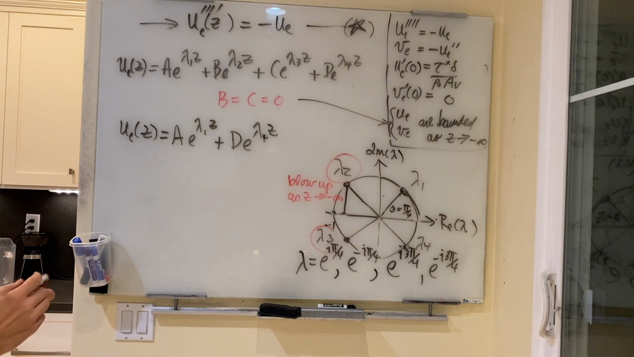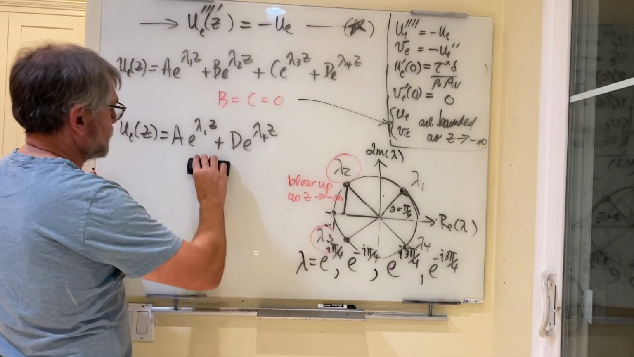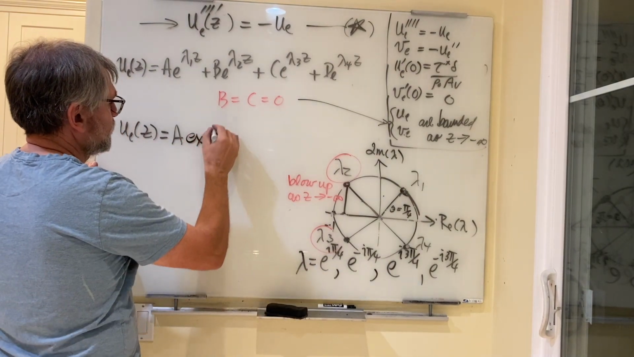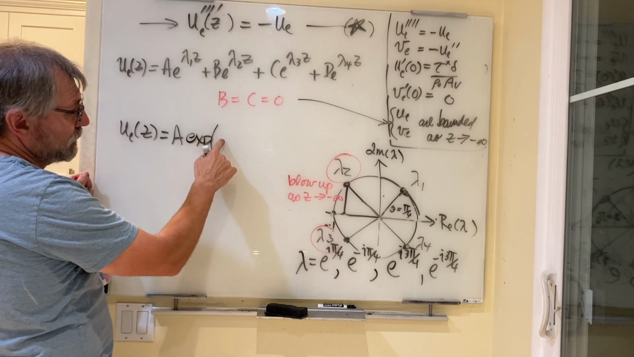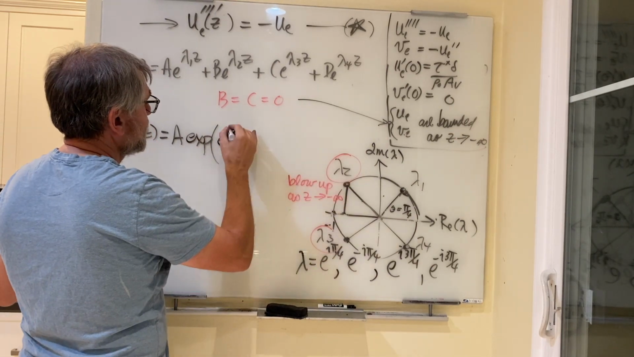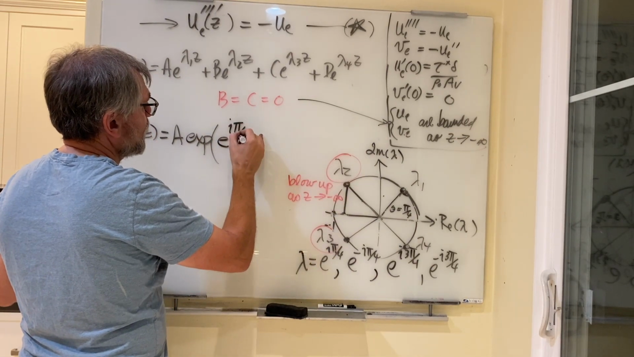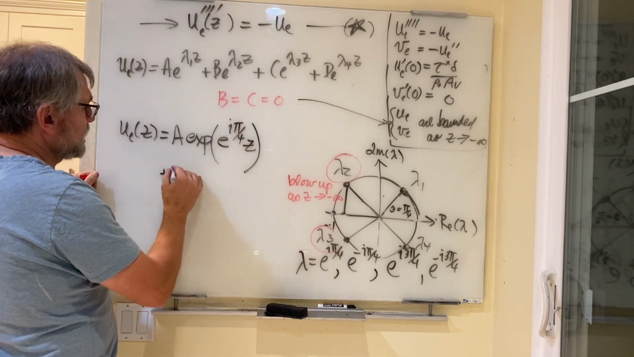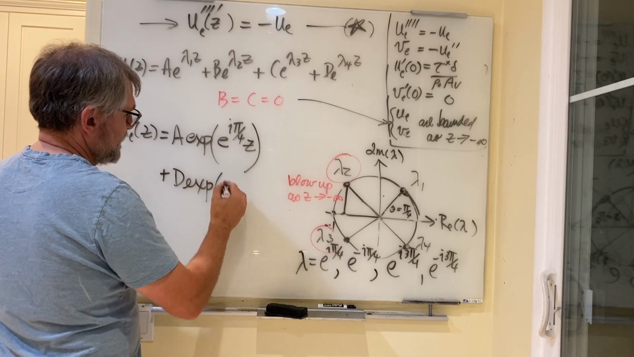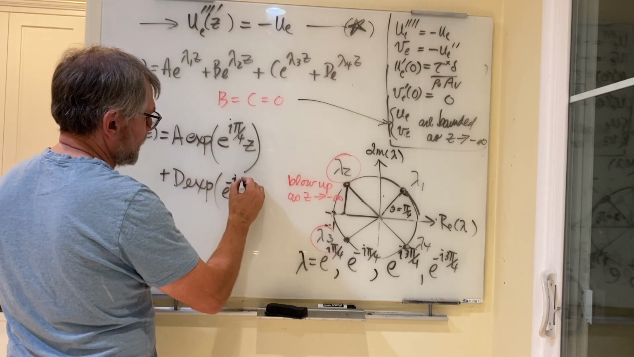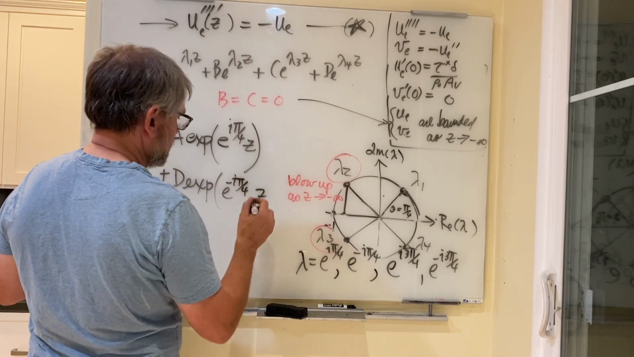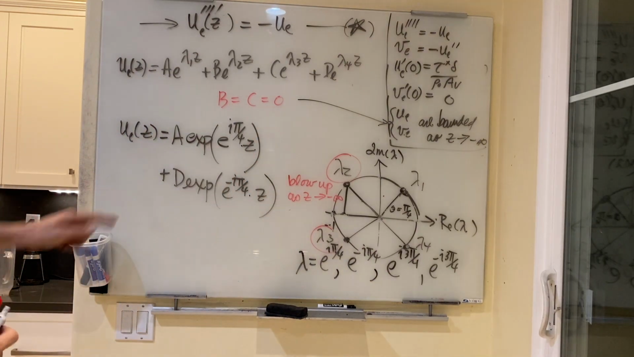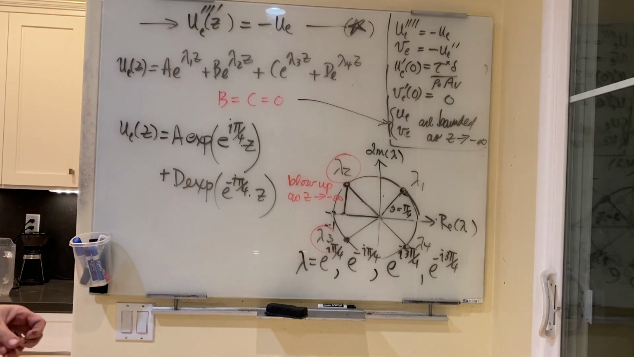And then I can rewrite them in terms of exponentials. Let me rewrite them more nicely. Exponential lambda 1 is e to the I pi by 4 z plus d exponential e to the minus I pi by 4 times z. So the z there is down here. It's not in the exponent of this one. It's the exponent of this one, of this exponential.